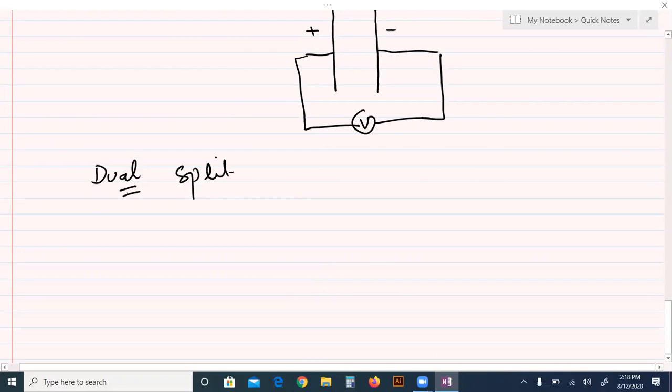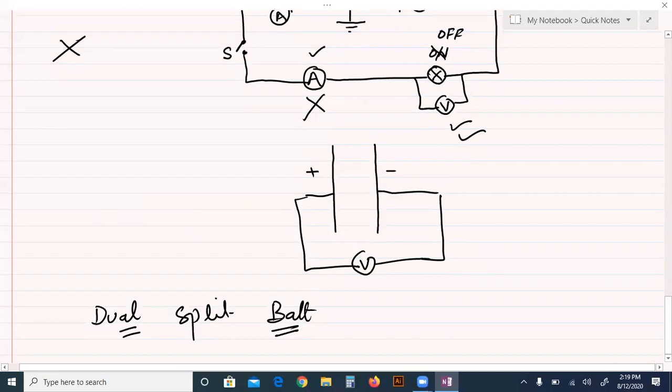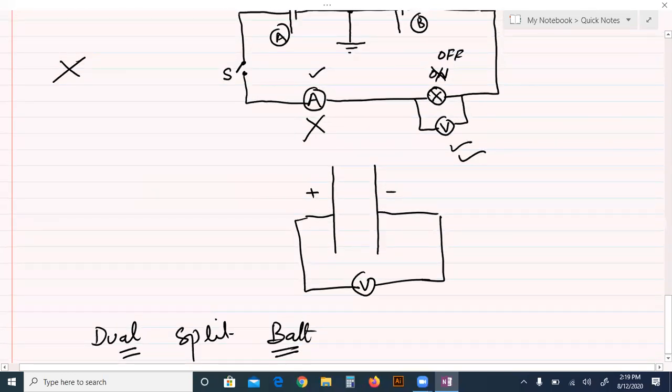These are the two batteries, but both are split into two, positive from one battery and the negative from the other battery. These types of batteries are required for electronics. Dual split batteries: no current, only voltage is delivered by them. So do remember, in electronics, we use dual split batteries.